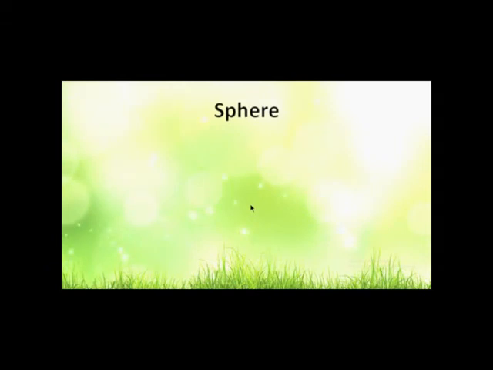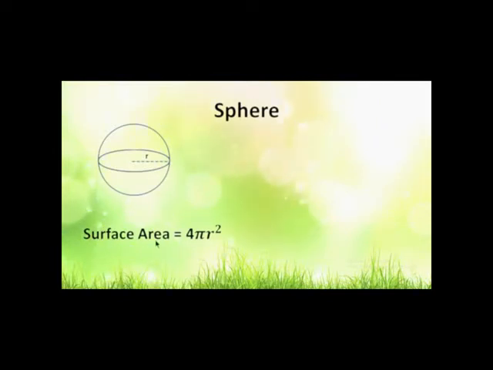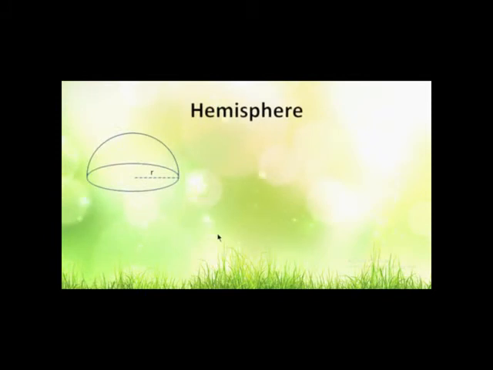And how about the sphere? For a sphere with radius r, the formula of the surface area is 4 pi r squared. And about the hemisphere, the formula of the surface area of a hemisphere is 3 pi r squared.